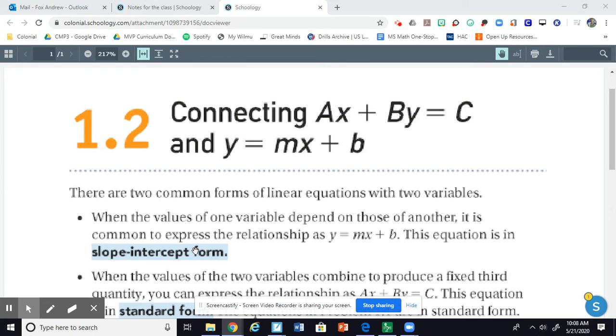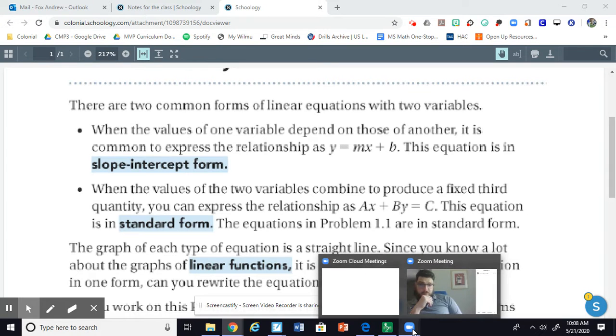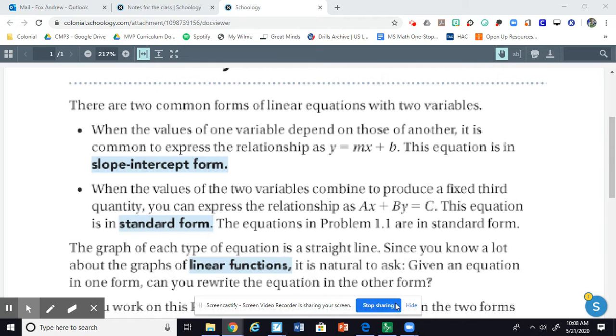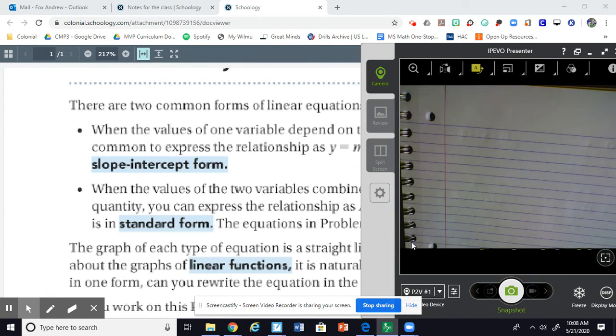Alright, so today in class we talked about our slope-intercept form, so the y equals mx plus b format, and our standard form, which is this equation right here, and how the two of them are the same linear function. So what we're going to do is talk about those two things. That's what we talked about in class today, and how they manipulate.